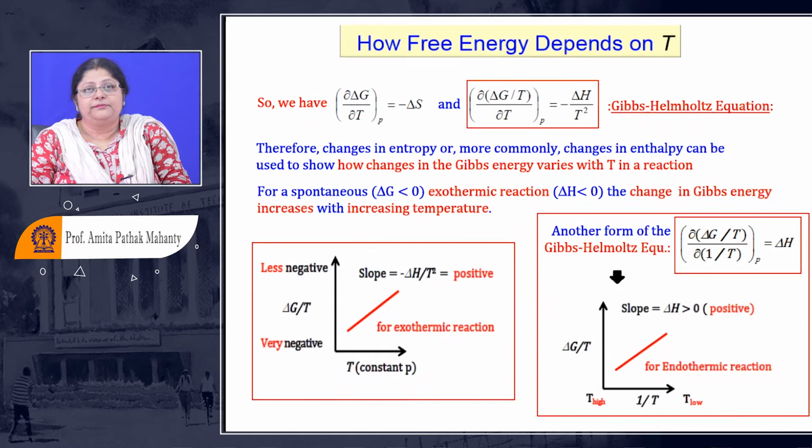When we have a variation with respect to 1 by T, where pressure is held constant, for a spontaneous process? Anybody? We know that for a spontaneous process, delta G is negative, right? So I had once asked you that if delta G is negative, but the reaction is exothermic, will that be spontaneous or not?